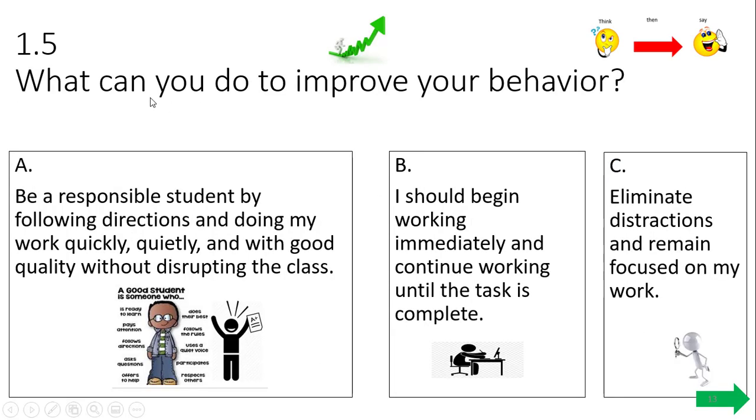All right, so what about improving your behavior? What are you going to do to improve your behavior? You're going to set that behavior goal. Which of the three symbols are we looking at? Which one makes the most sense compared to everything we've said so far? There it is again. I'm not trying to trick you. I'm trying to be really repetitive so that you pick the same one every single time. Please pick B. Isaiah, point to B. It says I should begin working immediately and continue working until the task is complete.